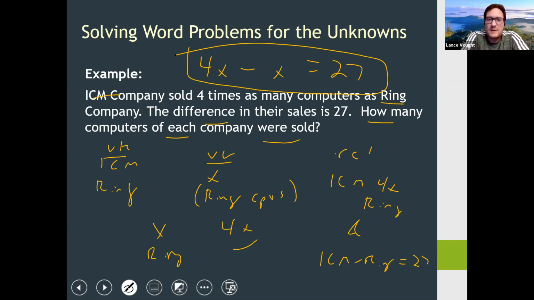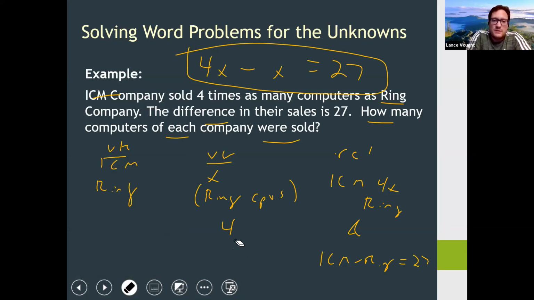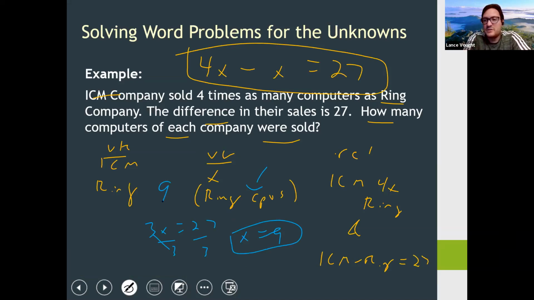So when you solve that problem, you can combine like terms. You get 4x minus x is 3x equals 27, divided by 3. X equals 9. So what is x? X is Ring's computers. So we know that Ring sold 9. And we know that ICM sold 4 times. So 4 times 9 is 36. We also know they sold 27 more. So 27 plus 9 is 36. And there's your answers.